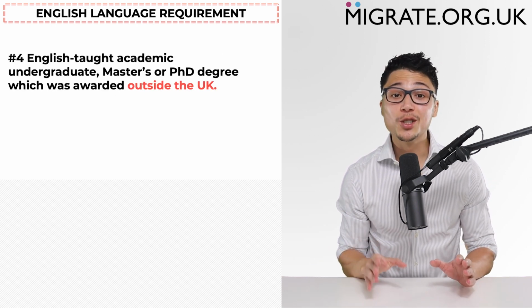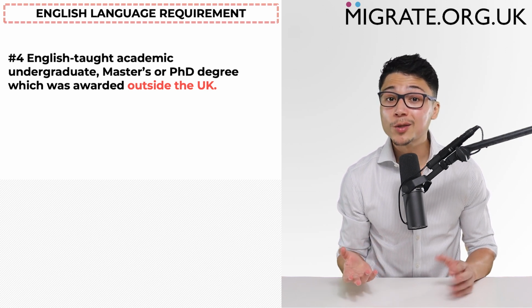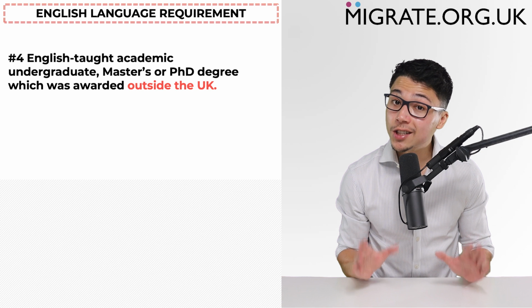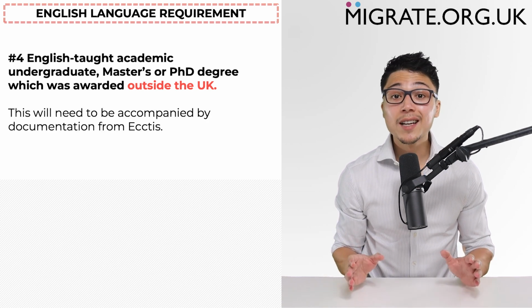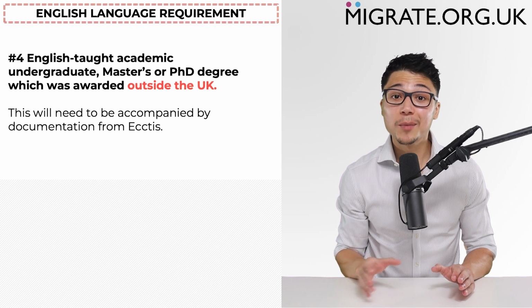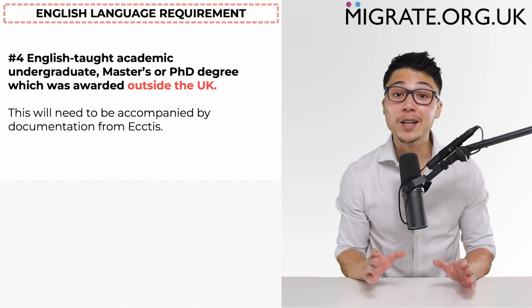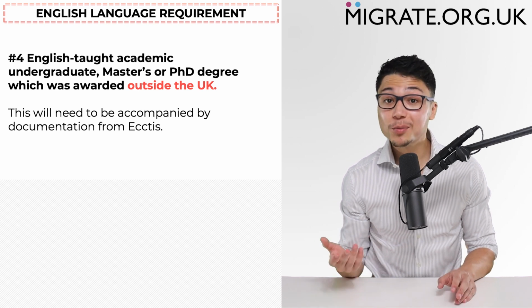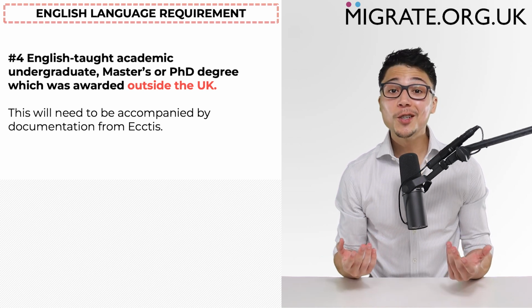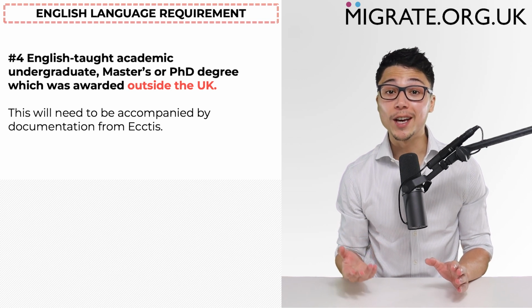The fourth way relates to applicants awarded an English taught academic undergraduate, master's or PhD degree outside the UK. Unlike academic qualifications awarded from inside the UK, English taught academic qualifications awarded outside the UK will need to be accompanied by documentation from ECTIS, which was previously known as UK NARIC. The documentation that you'll have to get from ECTIS depends on the country in which the qualification was awarded.